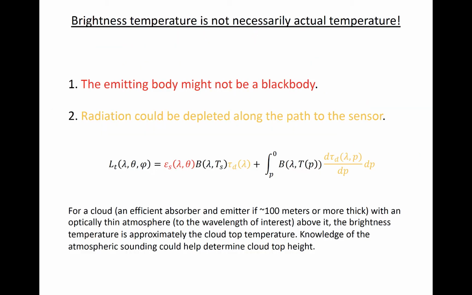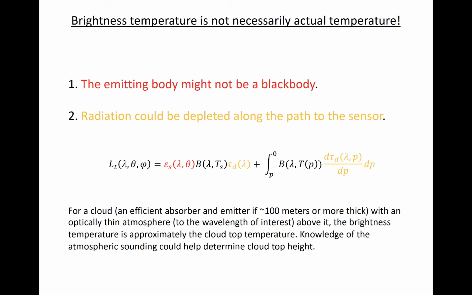A couple of things must be considered when interpreting brightness temperatures. First, the emitting body might not be a black body. However, for infrared radiation, we will usually approximate the surface and clouds as black bodies for the purposes of discussion in this class, meaning that epsilon can be approximated as 1. For a particular wavelength, sometimes emissions by liquid water or other molecules isn't quite 1, and GOES ABI takes advantage of this fact in determining which bands are used for various products.